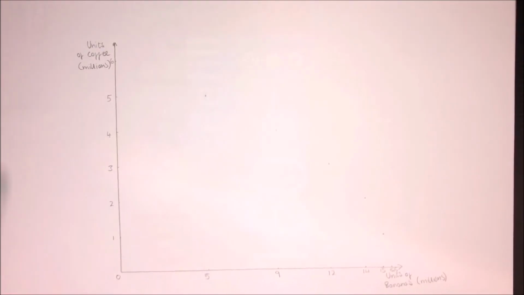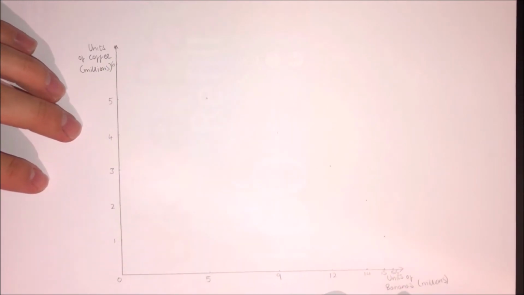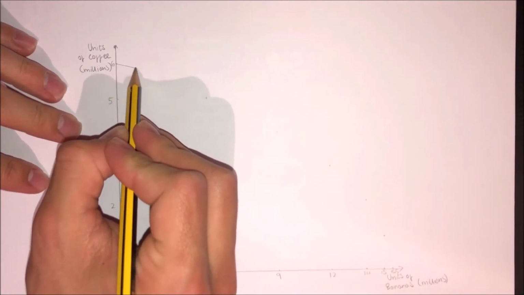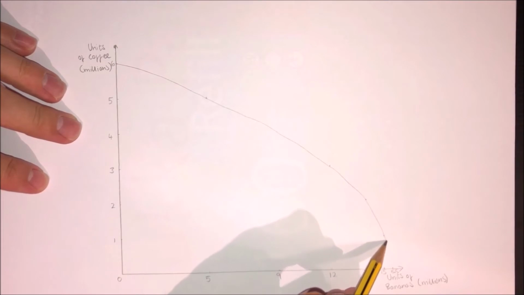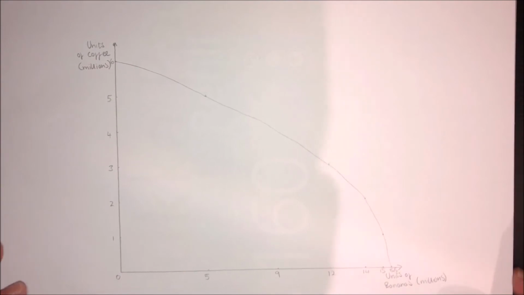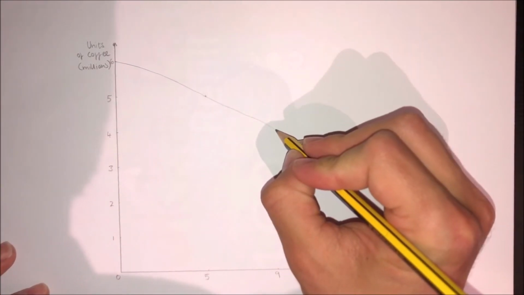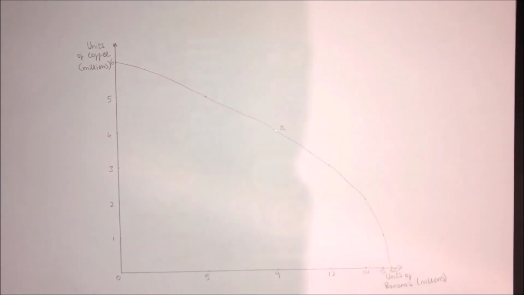So we've now taken that data from the table and plotted it onto a graph, which you should be able to see on the screen, where the units of coffee are measured on the y-axis and the units of bananas are measured on the horizontal x-axis. Again, the curve shows all the combinations of coffee and bananas that can be produced with all of Colombia's resources fully and efficiently employed. Point A on the graph represents 4 units of coffee and 9 units of bananas. This is a point where these two combinations of goods can be produced efficiently on that curve.